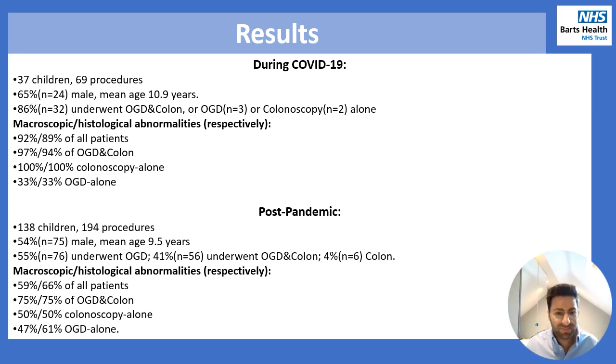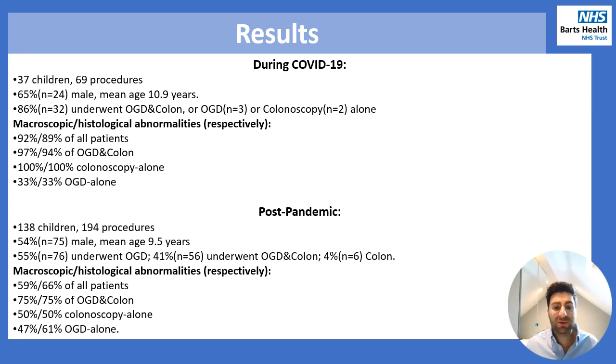That's one child. In the post-pandemic period, we did more procedures, 194 procedures over 6 months in 138 children. Again, the majority were male, but 54% this time, and the mean age was 9.5 years. This time, a slight majority underwent OGD alone, 55%, and 41% underwent OGD and colon. A small number underwent colonoscopy alone.